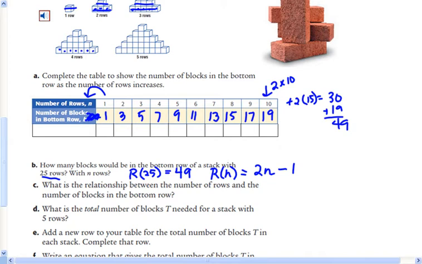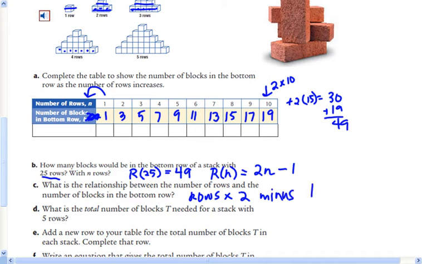So what is the relationship between the number of rows and the number of blocks in the bottom row? If I take the number of rows times 2, and subtract 1, I get the number of blocks in that row.